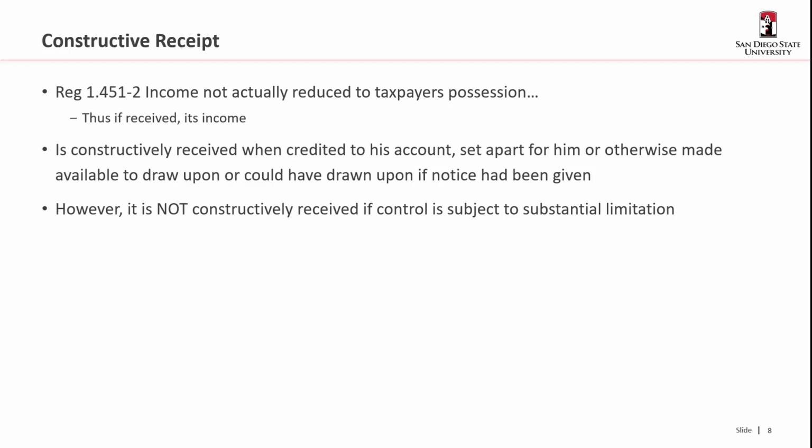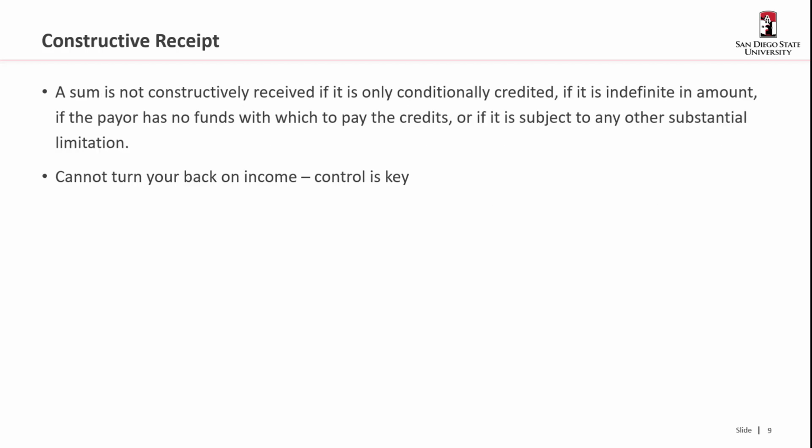So what this means is constructive receipt is easier to get to than actual receipt, right? In which case it was actually reduced to your possession. However, it is not constructively received if control of that, whatever it is, property, cash, services, whatever, is subject to substantial limitation. Okay, so if there are any substantial limitations, it is not constructively received. If it is indefinite in amount, or if, for example, the payer has no funds with which to pay. Those are substantial limitations. And then the other thing is you cannot turn your back on income. Control is a key factor when it comes to constructive receipt.